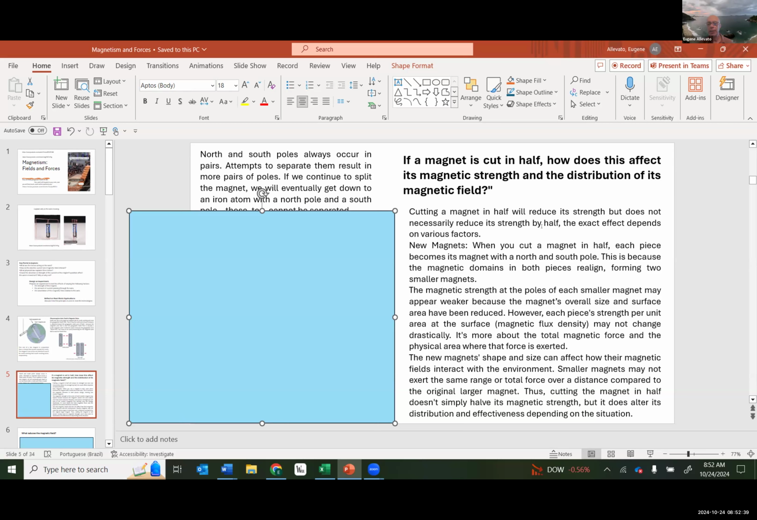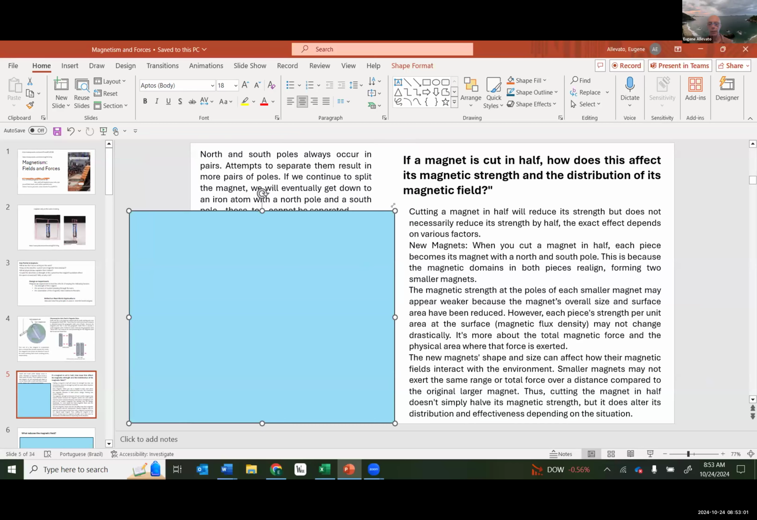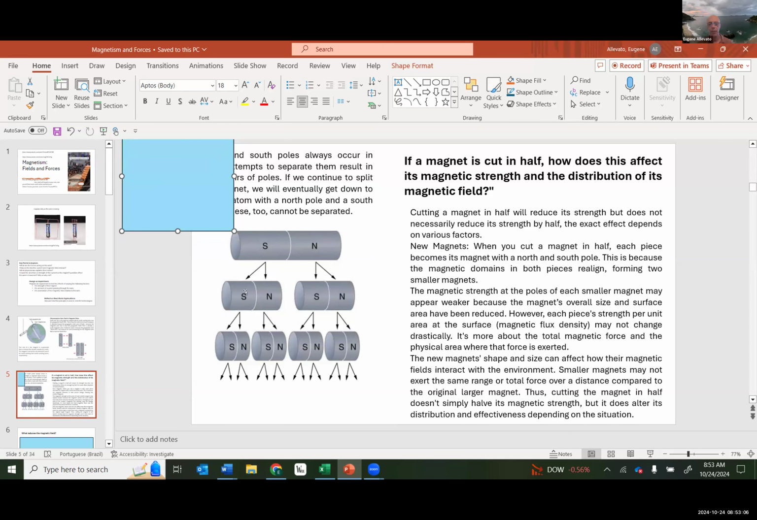The exact effect depends on various other factors, right? When you cut a magnet in half, each piece becomes like a new magnet, right? You cut in half, now you have two magnets, with a north and south pole. It's kind of demonstrated here, described here on your left. You have a bigger magnet, you cut it in half, and then now you cut it in 4 pieces. Each one of those has a north and south pole.